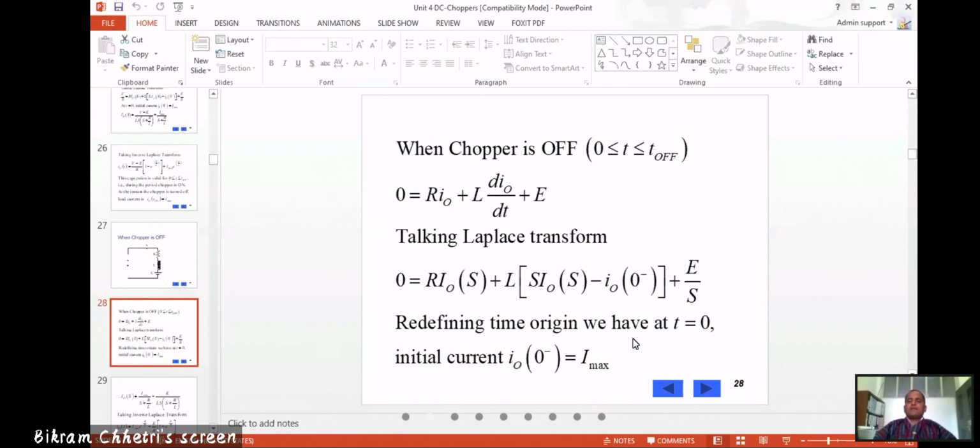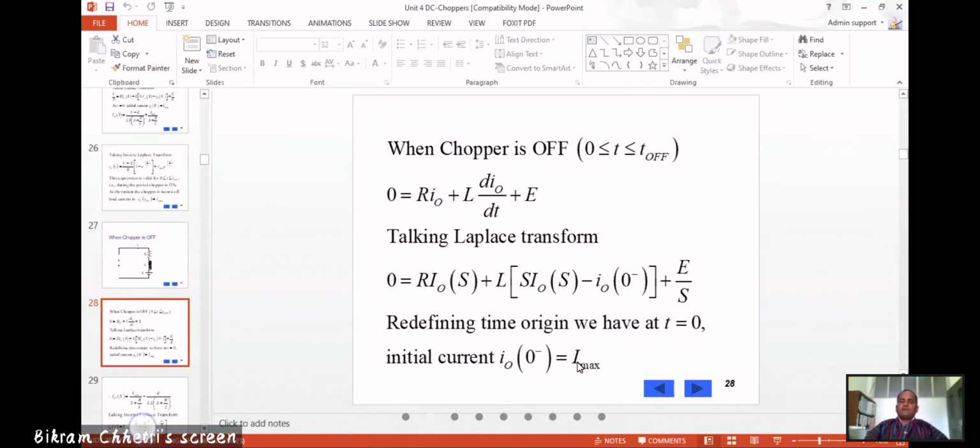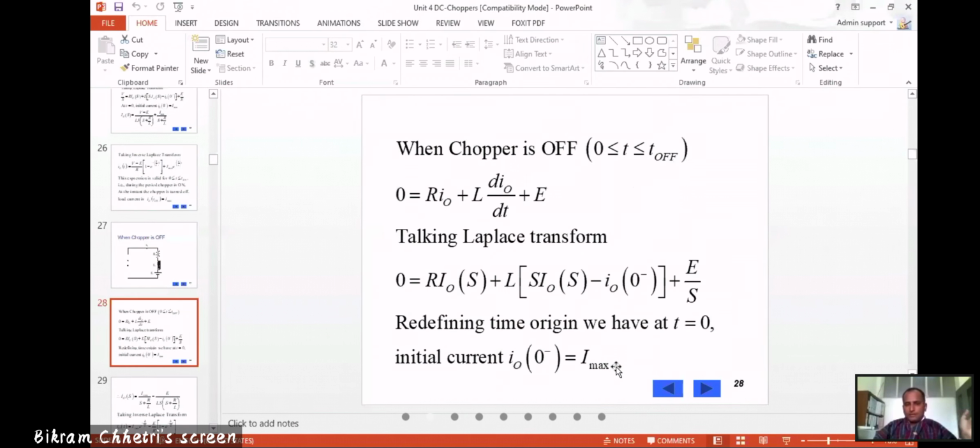If you redefine the time origin, at t equals 0 the initial condition I naught will be equal to I max. In the previous case, when the chopper is on, I naught is equal to I min, the minimum, because at that instant the chopper is turned on. But when the chopper is off, the current has reached the maximum point, and the chopper is turned off when the current reaches the maximum point. So the initial current I naught will be equal to I max.